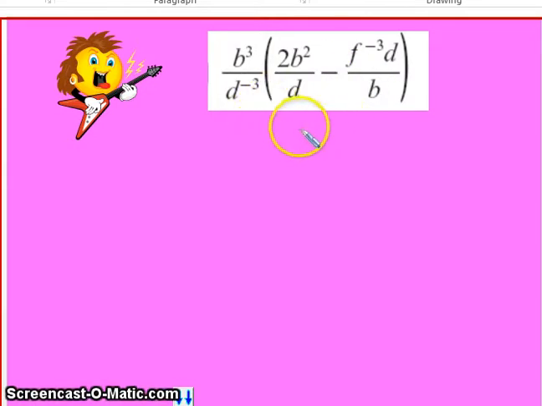Now I actually have two options here. I can go ahead and distribute right away, or I can simplify everything first by getting rid of those negative exponents and then simplify. So I'm just going to go ahead and distribute without simplifying. So I'm going to multiply b to the third over d to the negative third times this first term. So b to the third over d to the negative third times the first term, which is 2b squared over d.